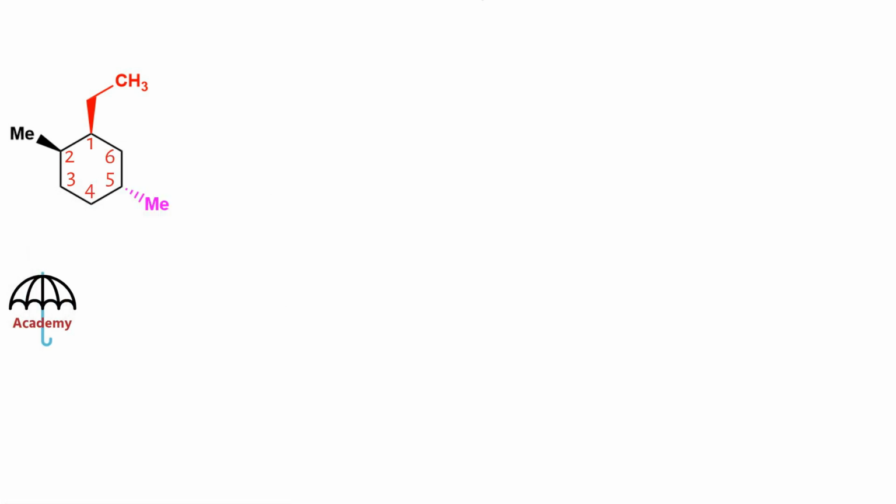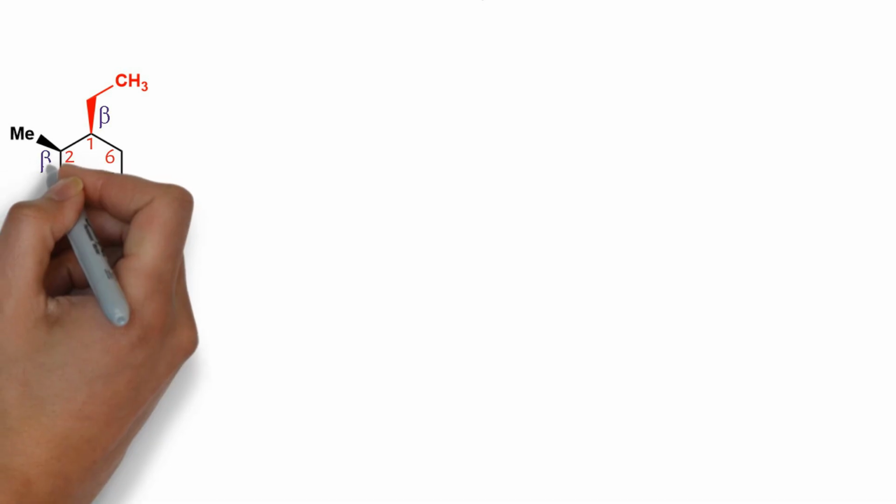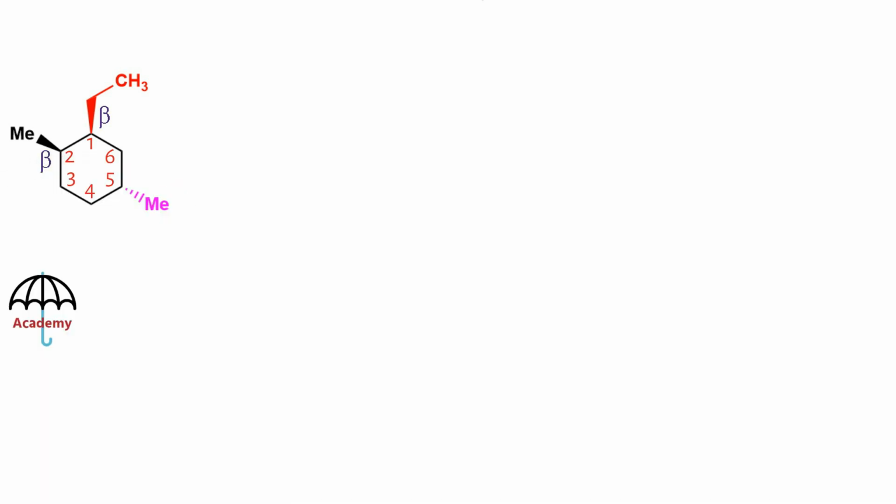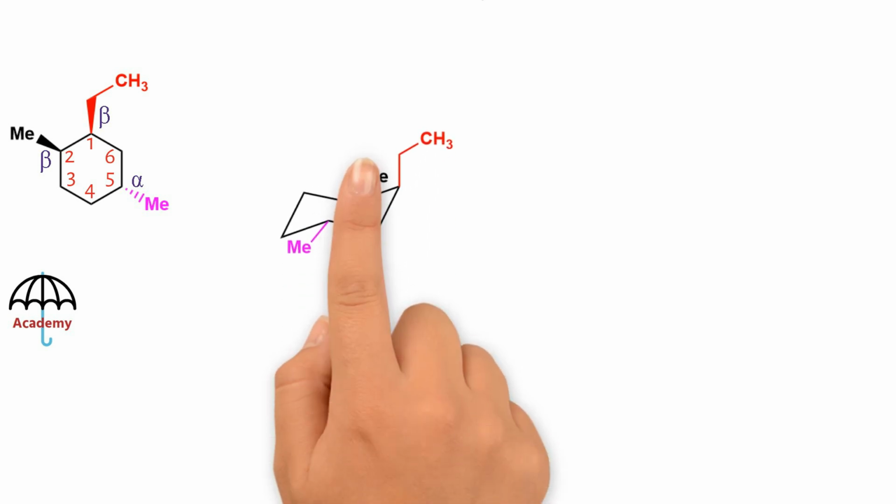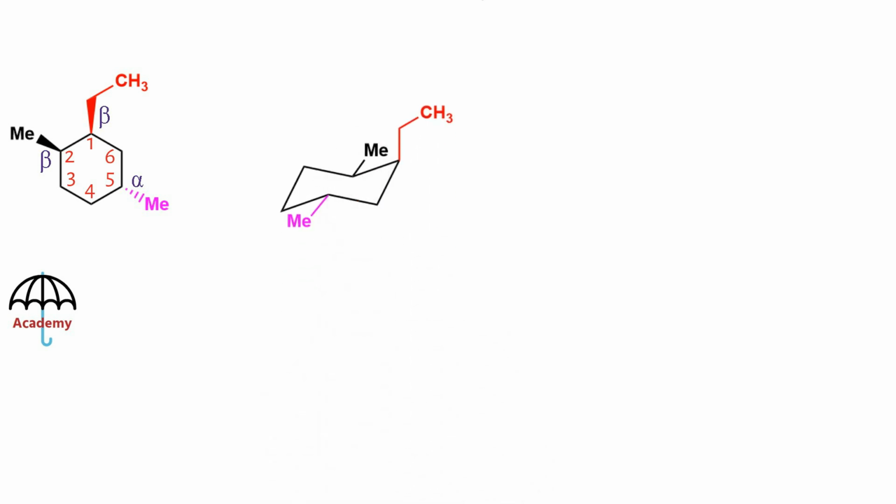Assign numbers to the cyclohexane ring carbons to keep track of the same in the chair conformations. This numbering is not necessarily as per IUPAC rules. At C1, the ethyl group is beta. Methyl at C2 is also beta. And methyl at C5 is alpha. The chair conformation can be drawn like this. The ring carbons can be numbered accordingly. The alpha-beta status of groups on different carbons is maintained in the chair form.